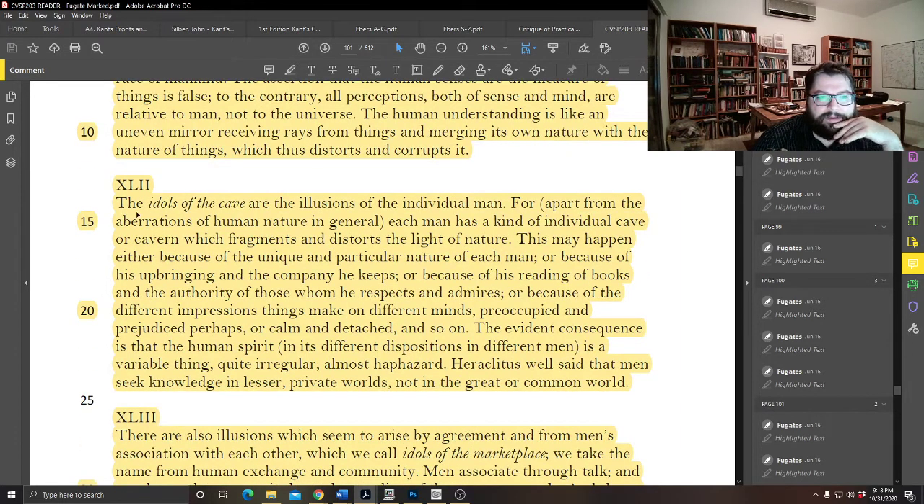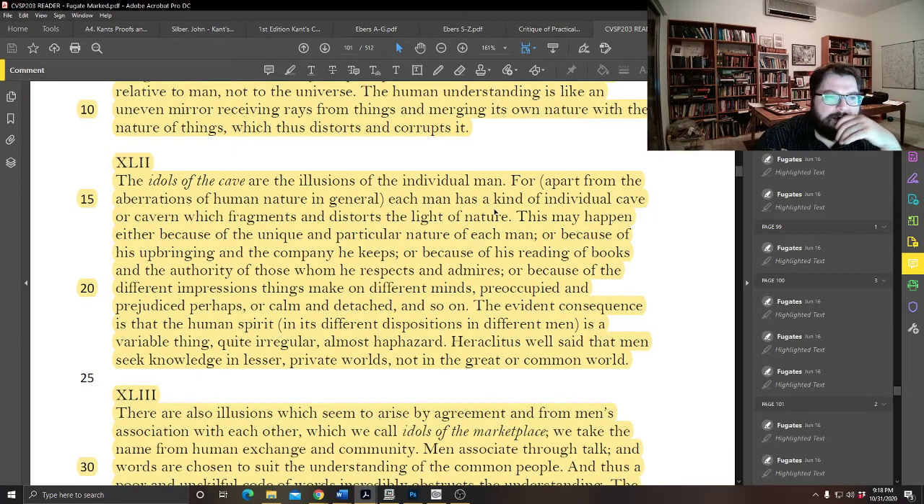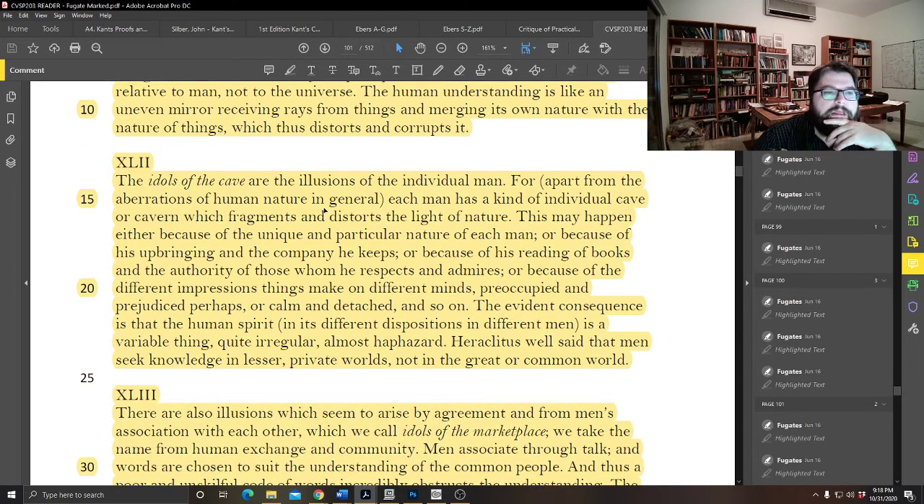The idols of the cave, notice it's idols. It's not one. As I said, this is a group. He mentions one here about the senses, but then also the mind, anything else that is founded in our human nature. Even ways of thinking, like confirmation bias, would fit under idols of the tribe, perhaps. Idols of the cave are illusions of the individual man. So these two are innate, but they're innate not in us as human beings, but as individuals.